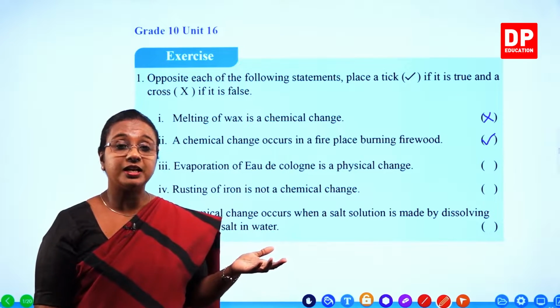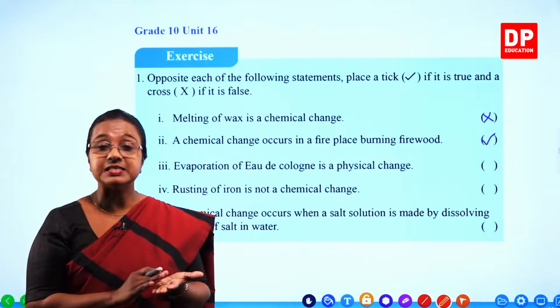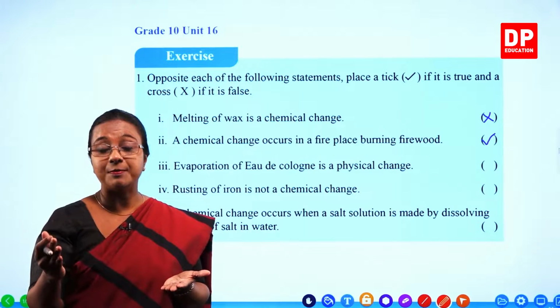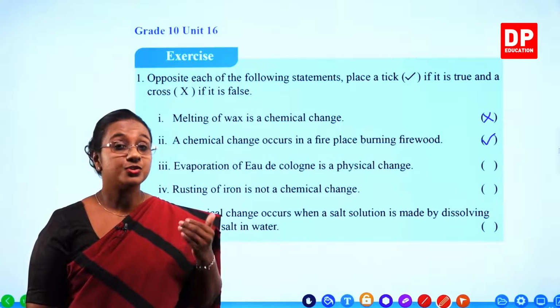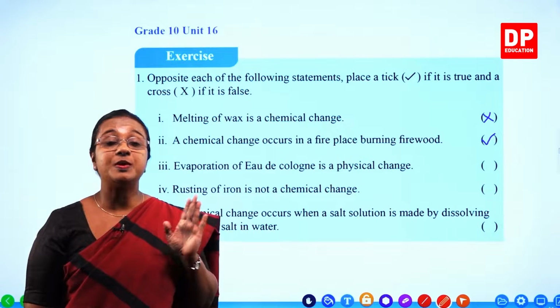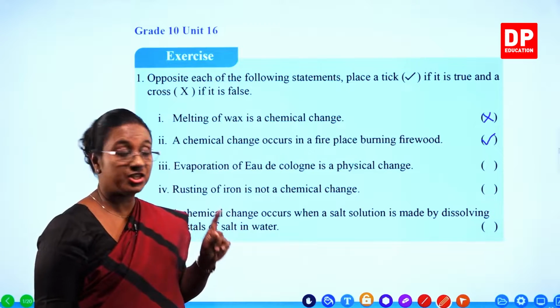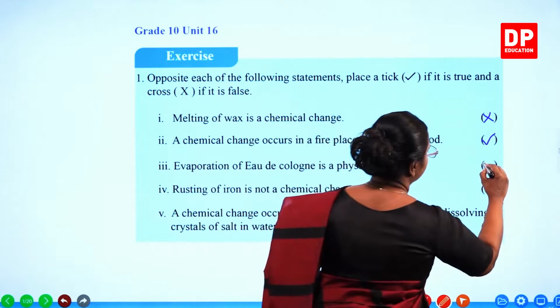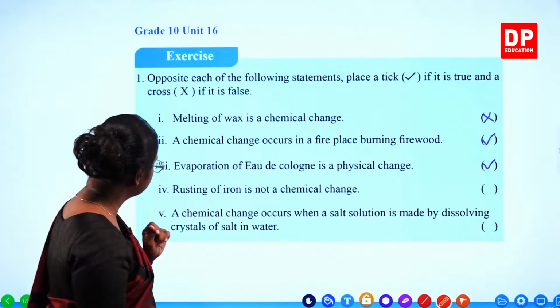Then the third one, evaporation of eau de cologne is a physical change. That is also correct. If you pour a little amount of eau de cologne maybe on your palm, it is a liquid and it evaporates off. So the liquid becomes the gaseous state. So there is a state change taking place. Only the rearrangement of constituent particles. So that is a physical change. The statement is true. Evaporation of eau de cologne is a physical change.